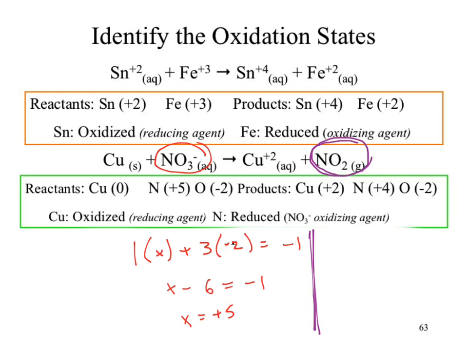Right? Same process, 1 times X plus 2 times -2 equals 0. There's no charge written in the upper right-hand corner. I can go through and solve this, and I get X equals 2 plus 4. Yeah?